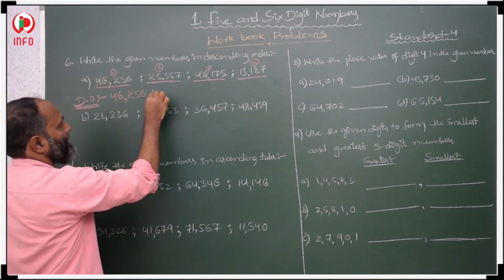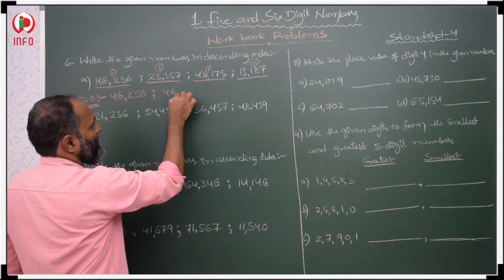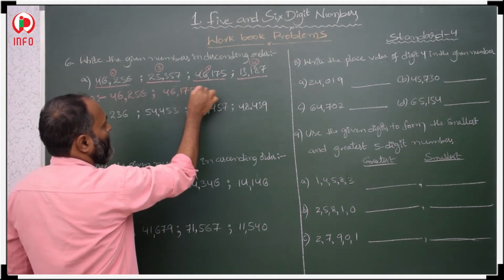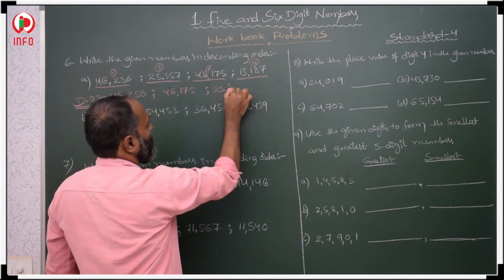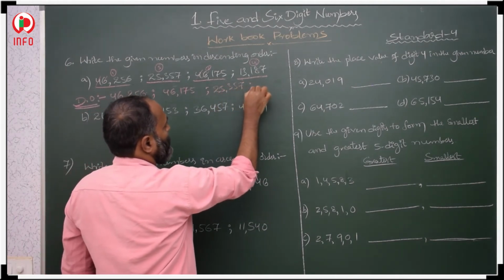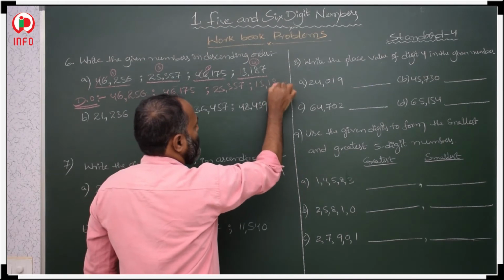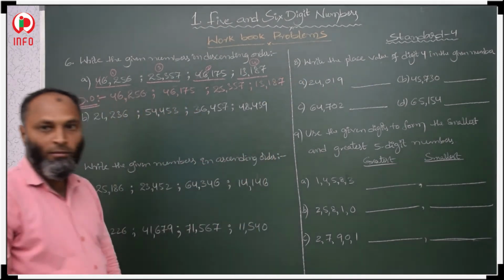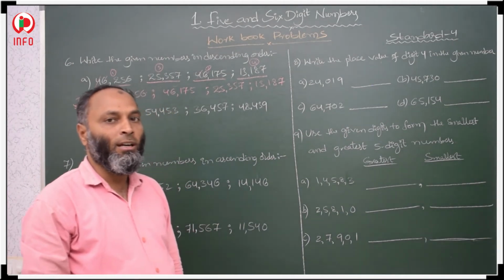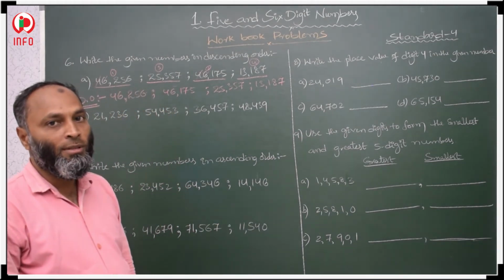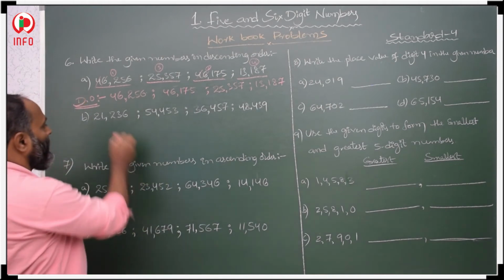46,256, and the second place 46,175. Then in third place 25,357. In fourth place 13,187. In this way we have to compare and arrange in descending order, decreasing order, from bigger to smaller.